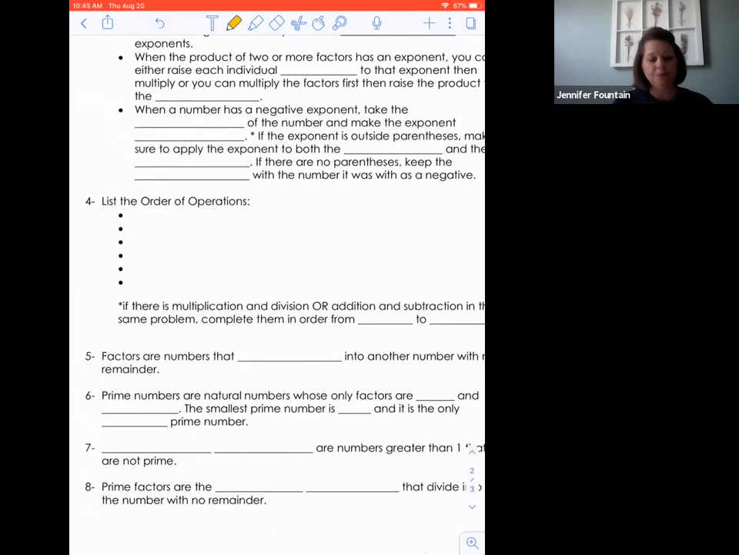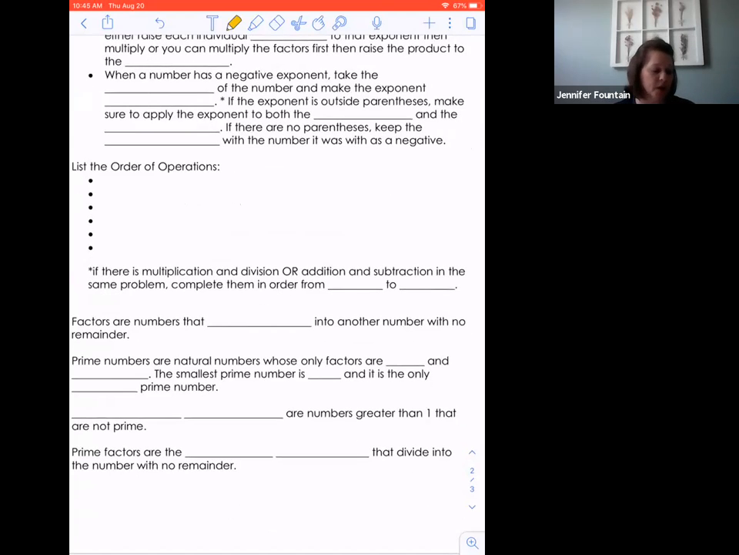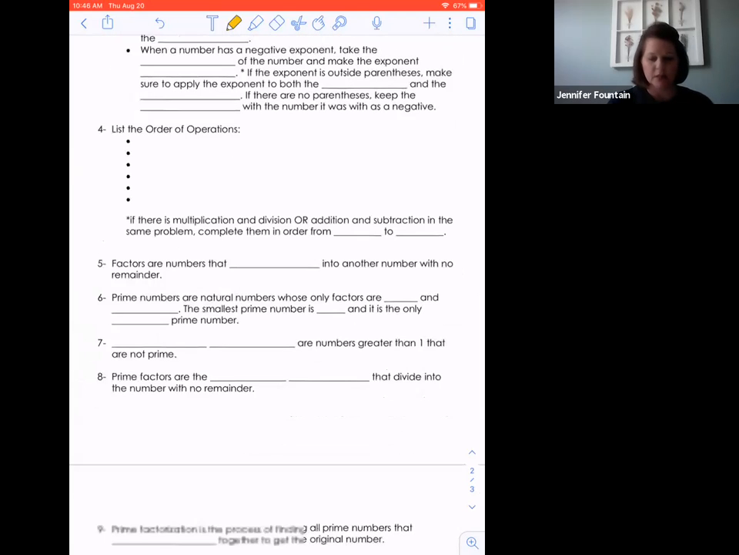Lesson 3, order of operations, PEMDAS. It says to list the order of operations. And I put a little asterisk at the bottom that says if there is multiplication and division or addition and subtraction in the same problem, complete them in order from left to right. Okay, so that's going to be lesson 3.